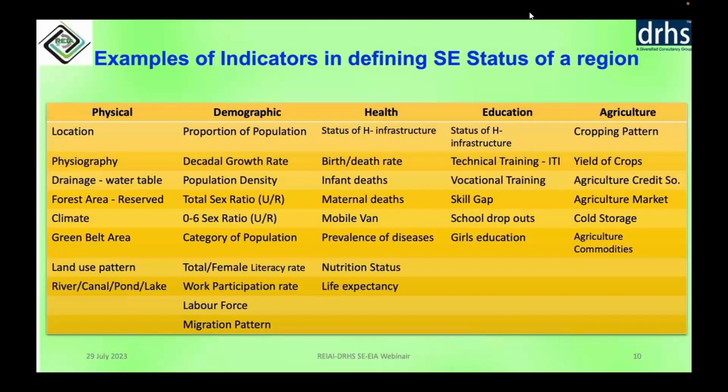So now the problem is what kind of data, and where. There are so many sectors. Physical covers location, physiography, drainage, forest, climate, green belt, land use, river. Do these have any significance with the location in socio-economic terms? Can you imagine what sort of research I have done? I will share this. Then demographic, natural. Then health. Definitely in the project area, what is the health status? What is the education status? What is the agriculture pattern?